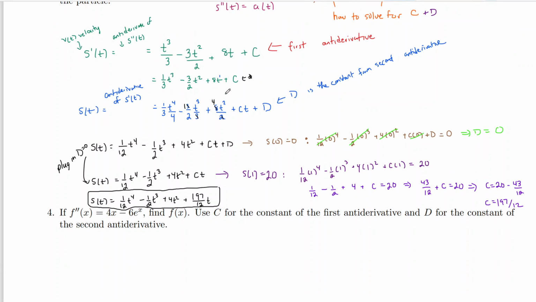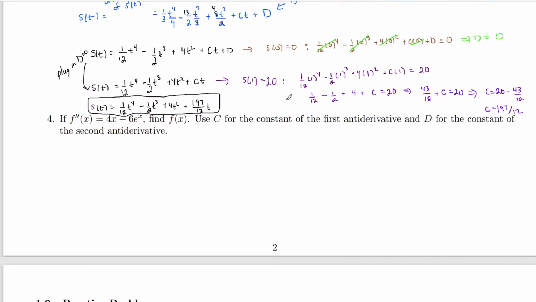I know this video is getting a little long after that last one, but we have one more problem, and it should be much quicker than the last one, so we're going to go ahead and do it in this video. This one says if f prime prime of x equals 4x minus 6e to the x, find f of x. The nice thing is we've pretty much done one like this just before.